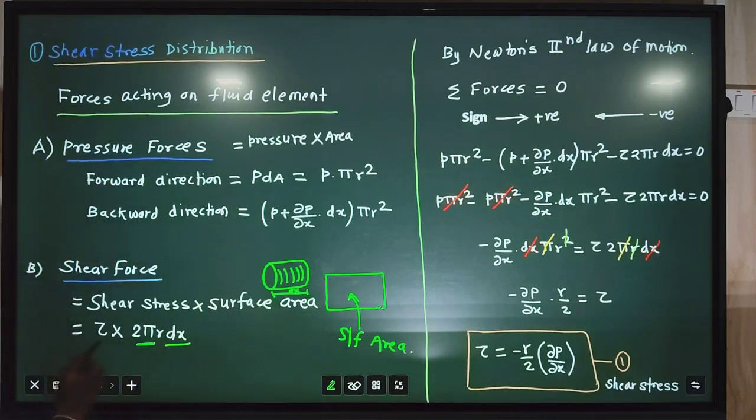Multiplied by shear stress, that will be the shear force. So the shear force will be equal to tau into 2 pi r dx. So in this way we have discussed the forces.